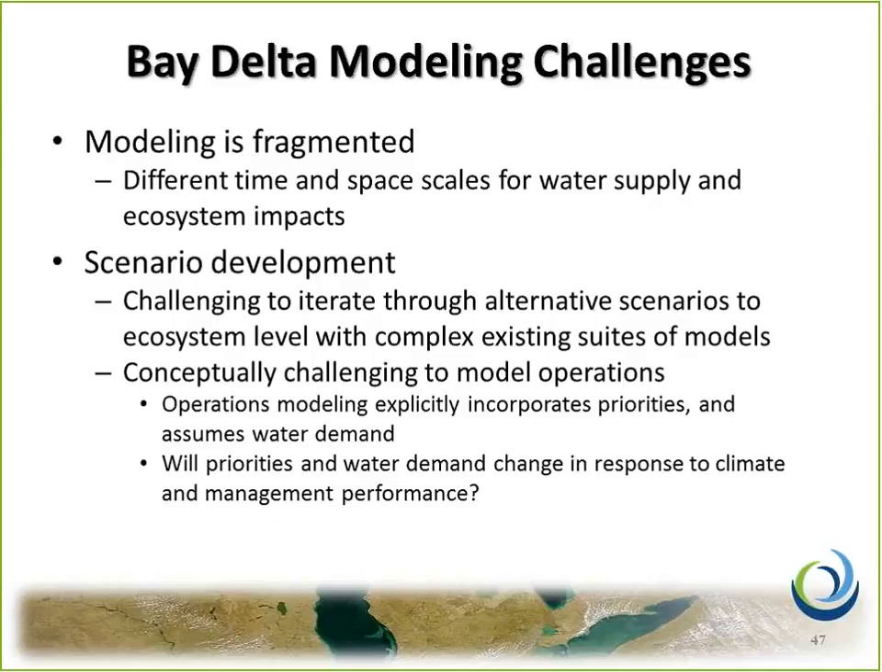CalSim2, the model that we use here to model operations and water supply, explicitly incorporates a set of contemporary priorities, and to some extent they can be modified within that model. It assumes a certain contemporary water demand or a different water demand, but the big question is, how will those priorities and how will water demand change in response to climate, in response to management performance, and how can you build that feedback really into an iterative modeling process in a way that takes into account what your models tell you.